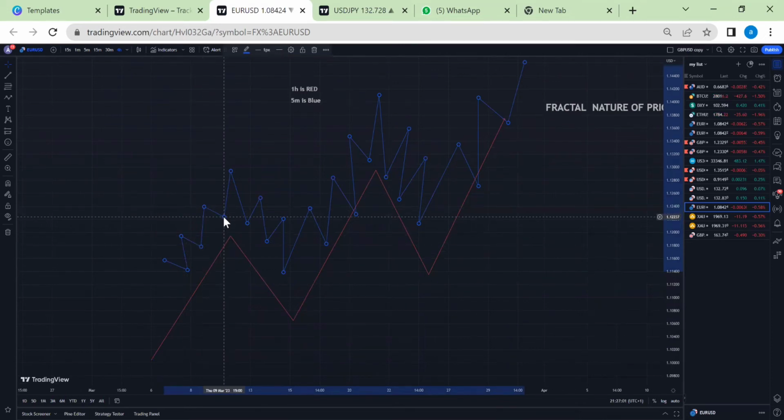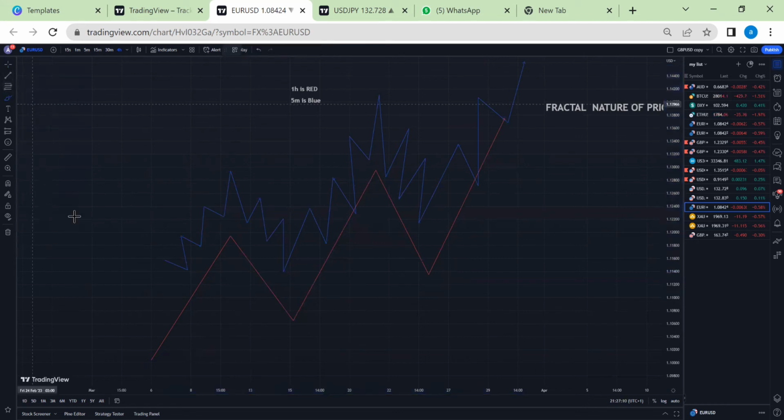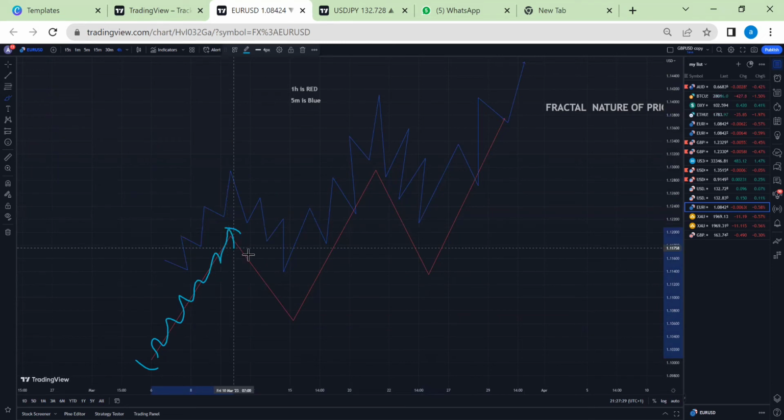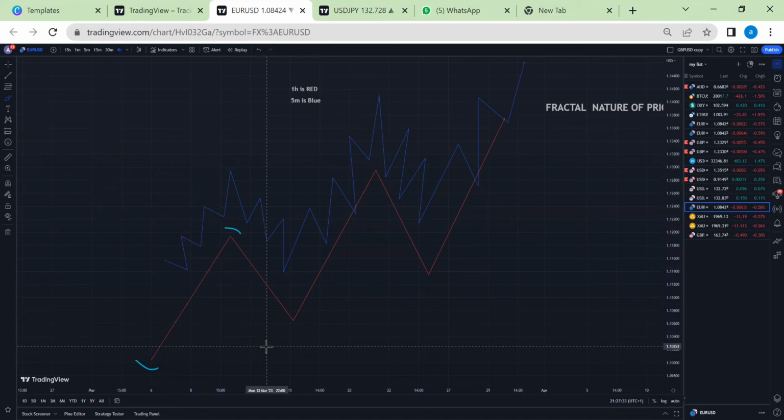But the difference is that this one push up from this low to this high on 1 hour time frame is going to show as a series of higher high, higher low, higher high on 5 minutes time frame.